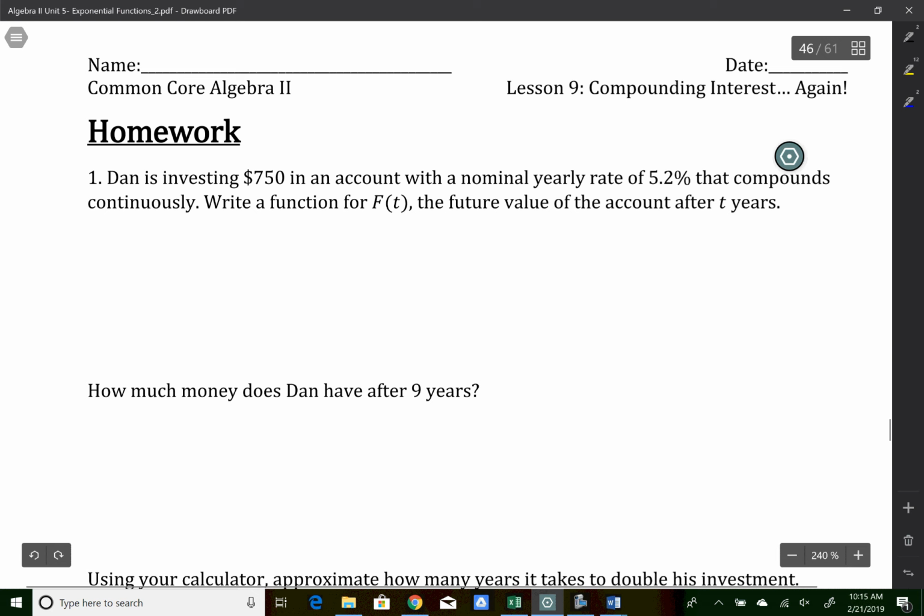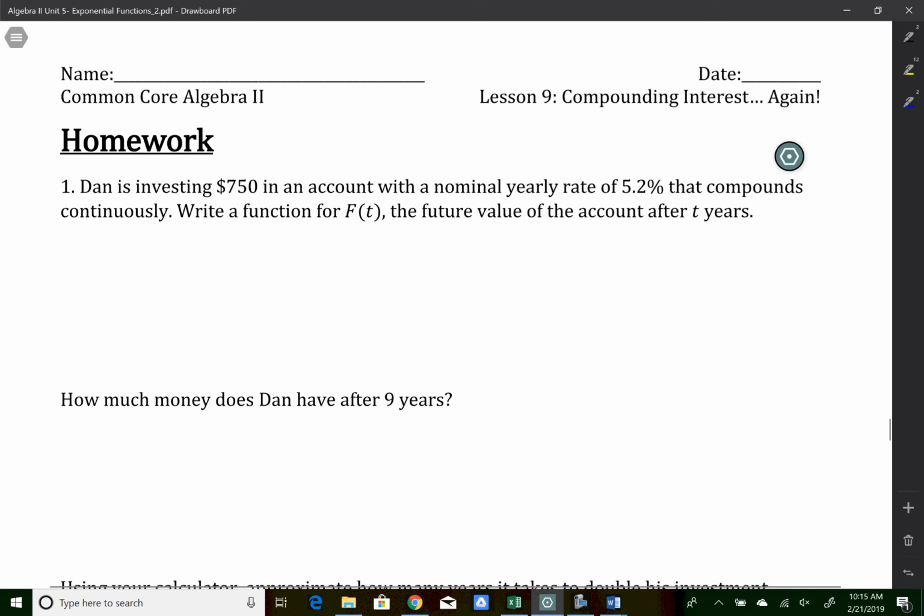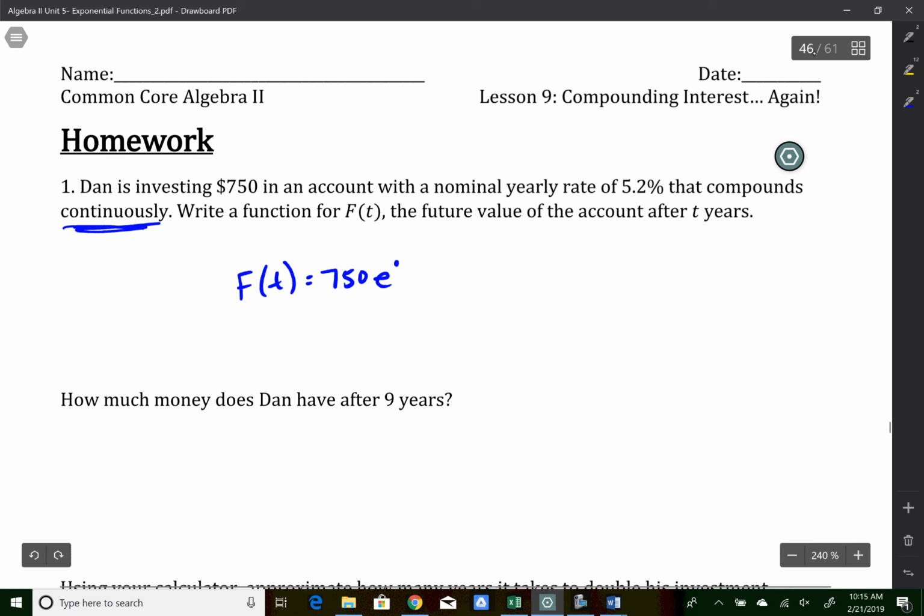All right, so in the homework, again, we're just practicing this skill. So Dan is investing $750 where we're compounding 5.2% continuously. So again, we're talking about something that's going continuously. So we need that PERT formula. So it says write a function for f of t. So f of t is equal to his original 750 e to the 0.052 t.